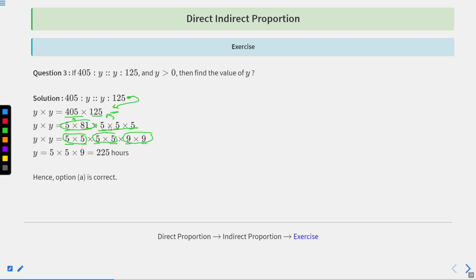So when we break down like this and identify the pairs, y will be equal to 5 into 5 into 9, choosing one number from each pair. So it is going to be 225. So the option correct here is option A.